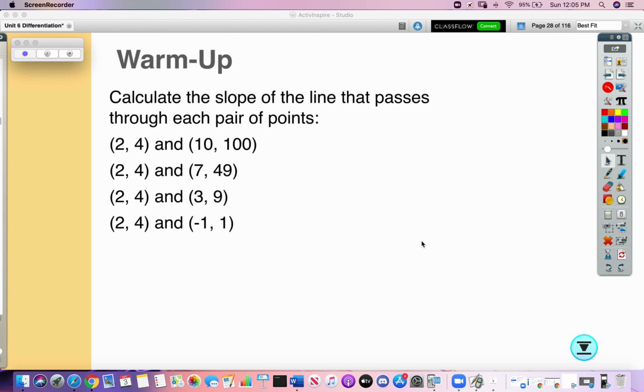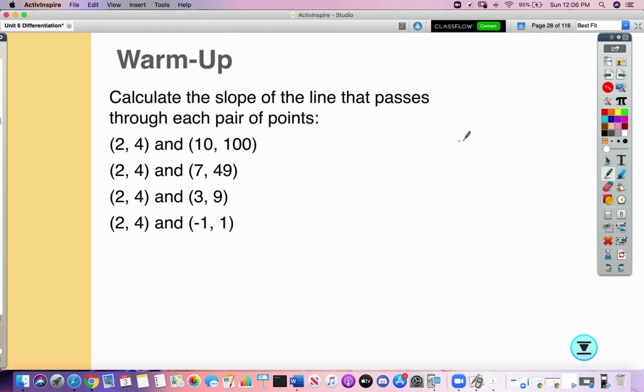So let's go ahead and start off with a lovely little warm-up. Today we're going to talk about calculating some slopes. Slopes, you say? Yeah. A little blast from the past, pre-algebra. Let's calculate the slope of the line that passes through each pair of points. So go ahead and pause the video, try and remember how you calculate slope, and solve these four, and then unpause it and we'll get started.